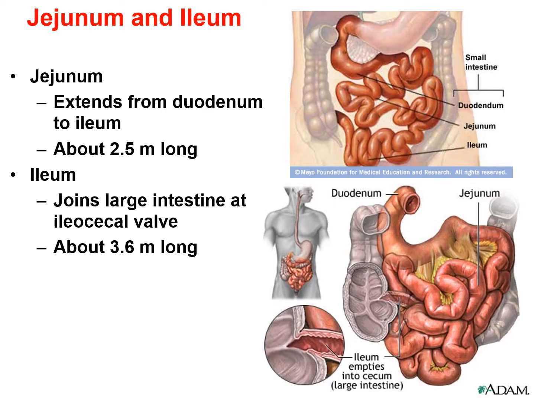Your C-shaped duodenum is going to empty into the second portion of your small intestine, the jejunum. So the jejunum is about 2.5 meters long, and it is then going to be continuous with the last portion of the small intestine, the ileum.